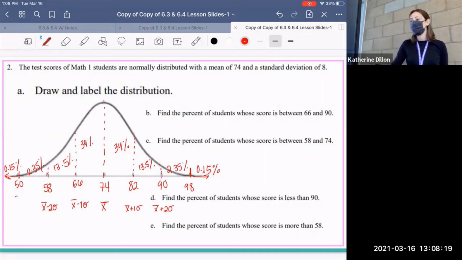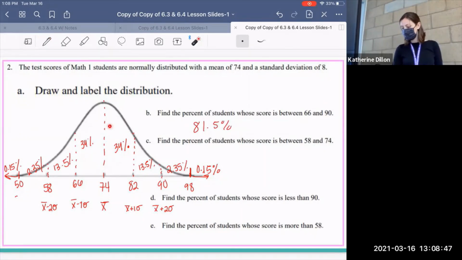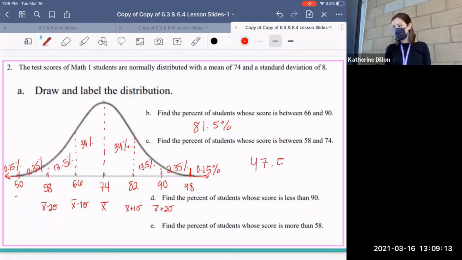All right, who's got part B? 81.5%. That's 34 plus 34 plus... Oh wait, where are we going? 66 and 90. 34 plus 34 plus 13.5 will get us 81.5. For finding the percent of students who score between 58 and 74, I would add up all these chunks between 58 and 74. So that's just 13.5 and 34%. We'll get 47.5%.